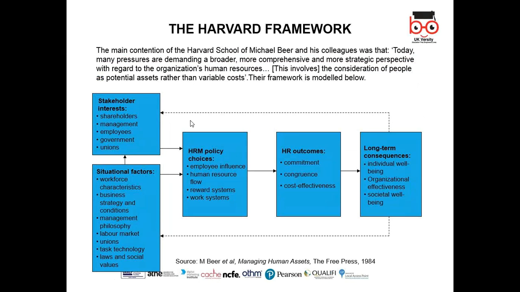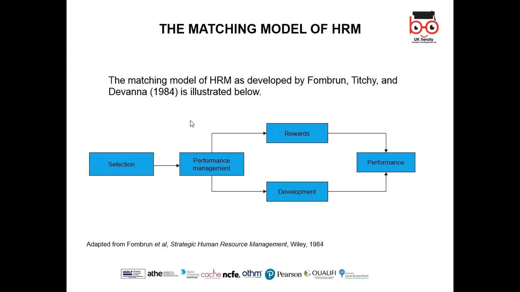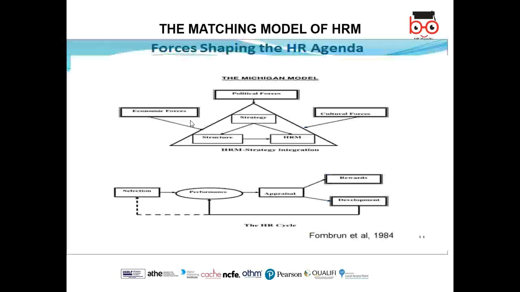So now let's look at some of the key models of strategic HRM. Actually, let's start with the second model. Let's start with the matching model, right? This matching model was developed by Fombrun, Tichy and Devanna from the University of Michigan. Sometimes people call it the Michigan model or the matching model. And this is the full model.